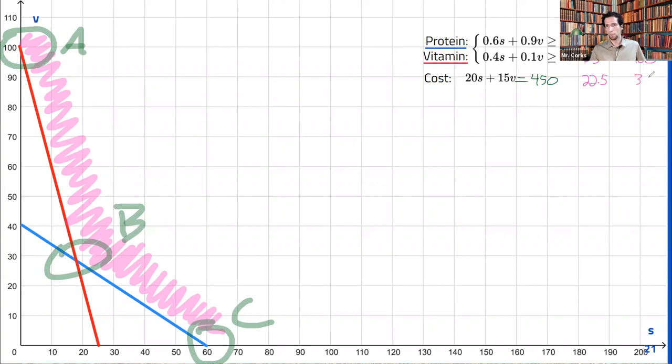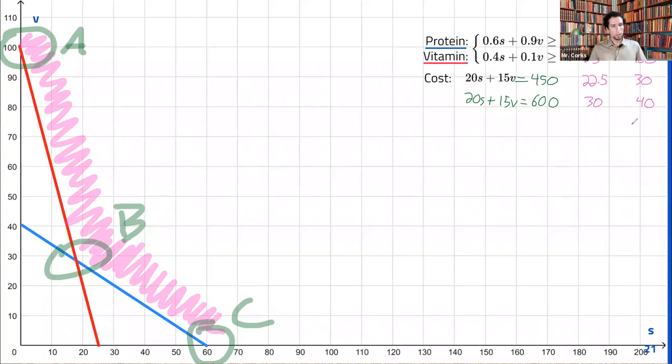30. Okay. Before we even graph this, can you tell me another constant that would work out a little more cleanly than that? 600. Okay. And what would the intercepts be for that? 30 and 40.